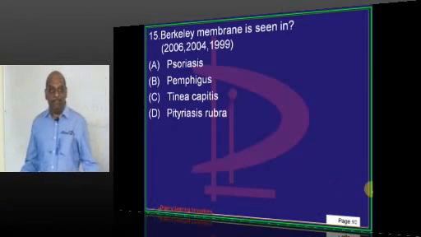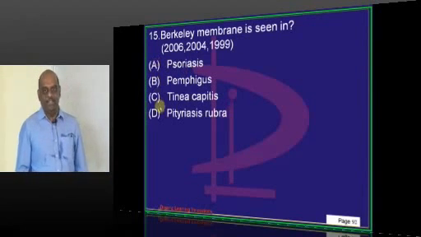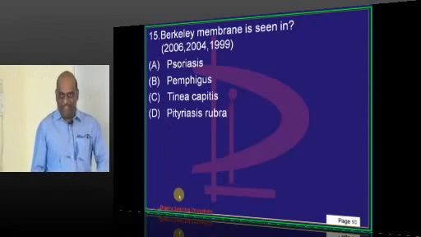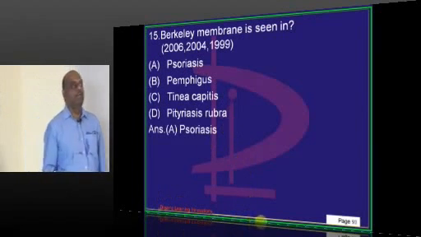So where do you see Berkeley membrane was a favorite question of the examiner, 99, 2004 and 6, right? The shiny membrane is typically seen in case of psoriasis.